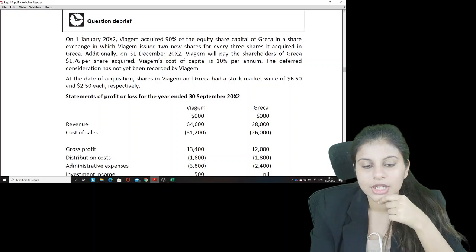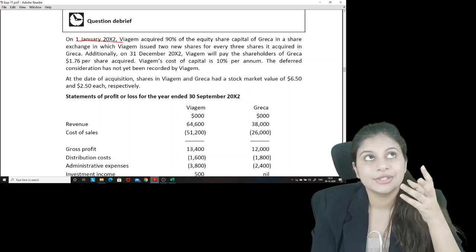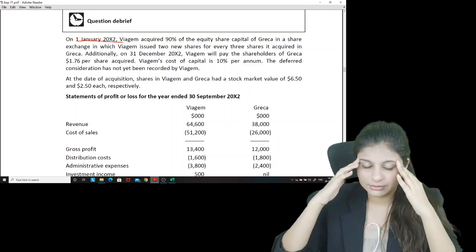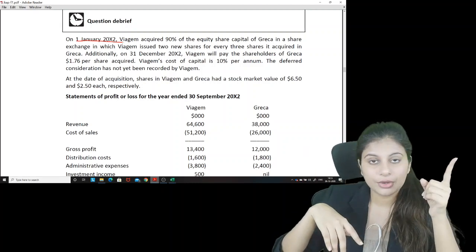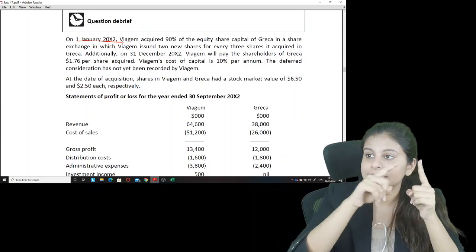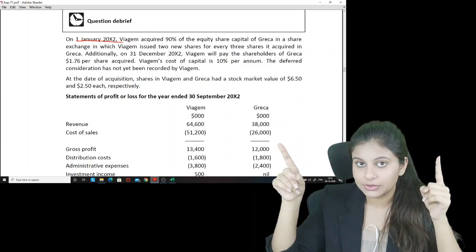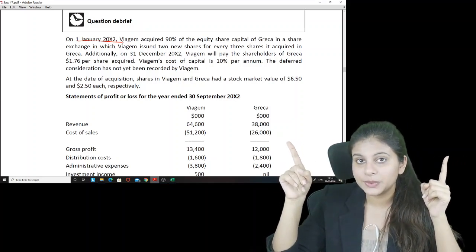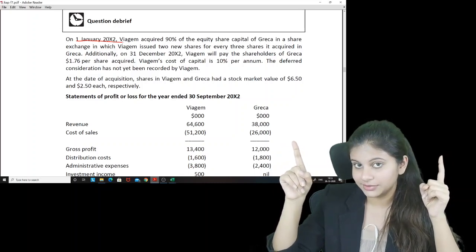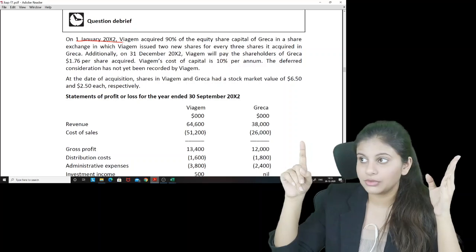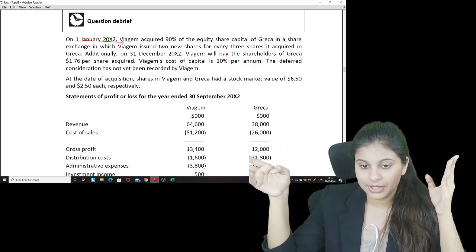Okay. So the date of acquisition is 1st January 2002. From 1st October, bring it in your mind, from 1st October 2001 till 30 September 2002. When does January 2002 come here? January 2002. Okay, so 1st October till 30 September.